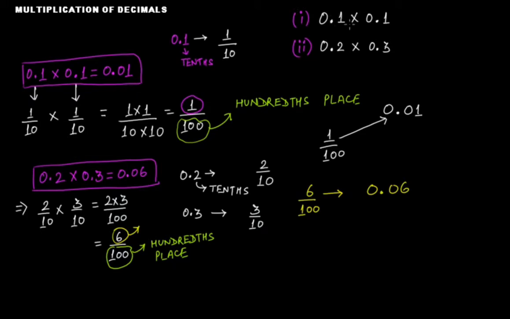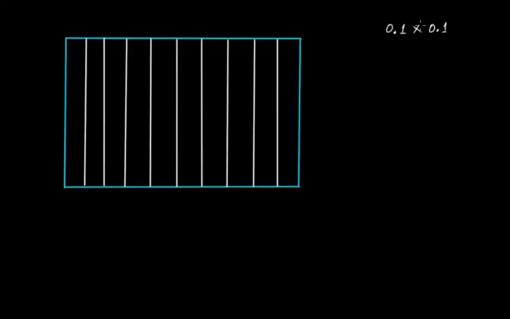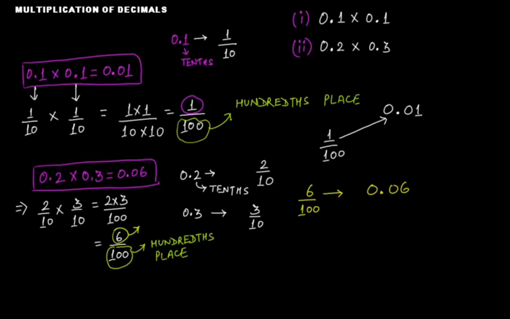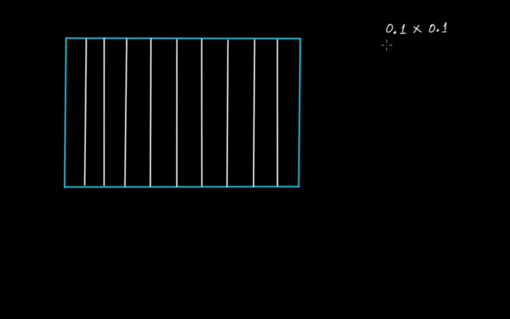First take this one, 0.1 times 0.1. As I told you, this 0.1 can be written as 1 over 10. So I write this one as 1 over 10 times this one as 1 over 10. Now you can see that we are dealing with a fraction of a fraction. Remember, we learned all this when we were learning about fractions. This is telling you 1 over 10 of, that is 1/10 of 1/10, right?